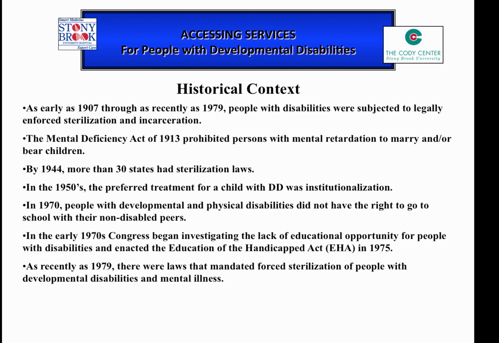In the early 1970s, Congress began investigating the lack of educational opportunity for people with disabilities and enacted the Education of the Handicapped Act, or EHA, in 1975. But it's important to know that despite that progress, as recently as 1979, there were laws that mandated forced sterilization of people with developmental disabilities and mental illness.